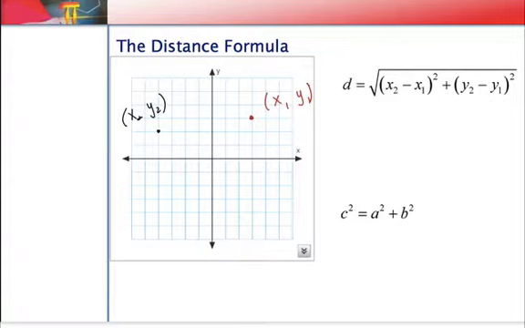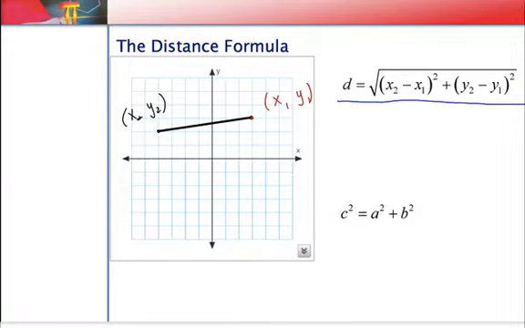If we had those 2 points, then we say that the distance between them is given by this formula over here on the right. So let's copy this distance formula down. Distance is equal to the square root of x2 minus x1 squared plus y2 minus y1 squared.